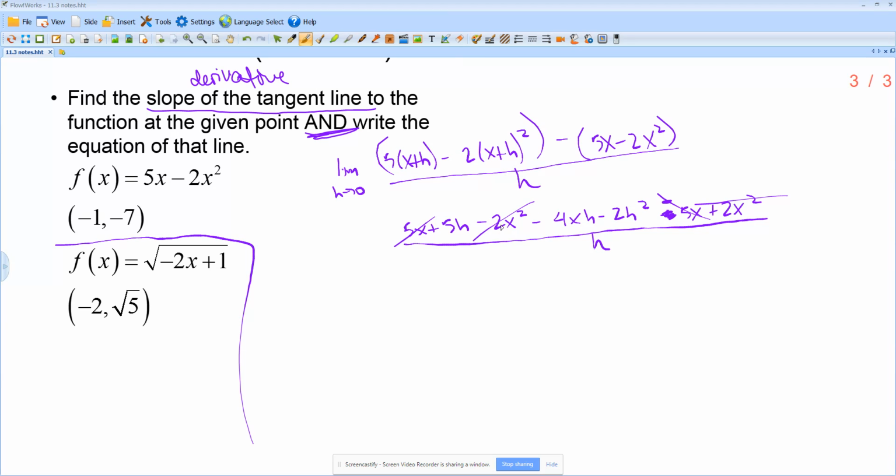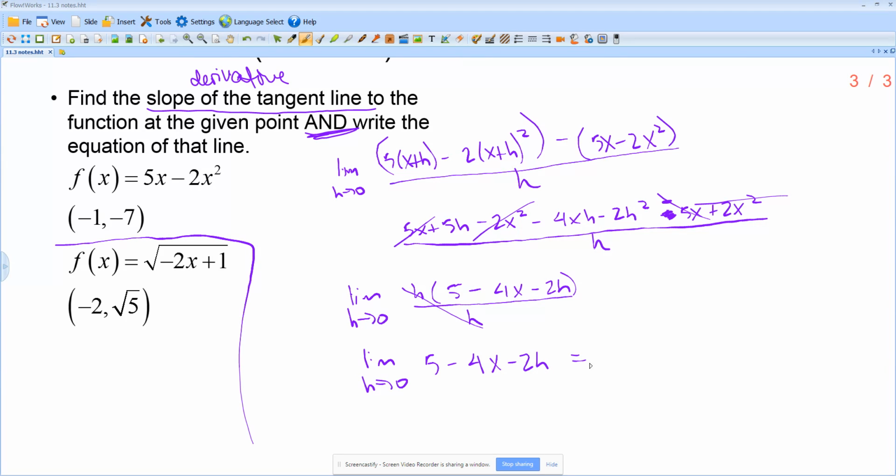And in the numerator, I can see that I can take out an h. So this becomes the limit as h approaches 0 of h times 5 minus 4x minus 2h all over h. And now my h's can cancel. So this allows me to now evaluate the limit. It's the limit of 5 minus 4x minus 2h, which is going to give me 5 minus 4x. That again being my derivative function. So here, the first part of it, find the derivative. Now I want to find the derivative at this point, negative 1.